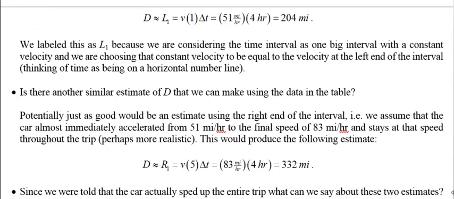So how would we do that? Well, I'll call that estimate right 1, or R1. What we're doing is taking the velocity at the right end, the velocity at 5, which was 83 miles per hour, and multiplying that by our elapsed time, or delta t, of 4 hours, for a total of 332 miles. Now, since we were told that the car actually sped up during the entire trip, what can we say about these two estimates?